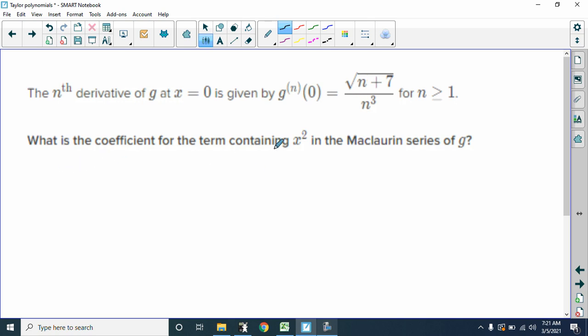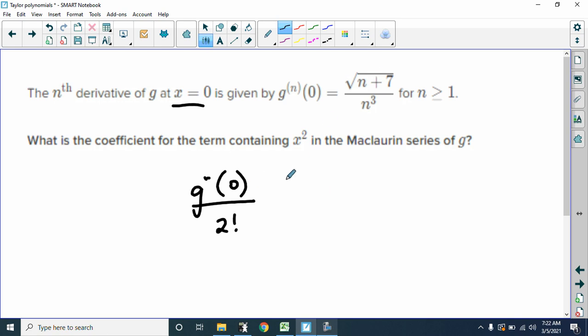It wants the coefficient of the x squared term in the Maclaurin series. So Maclaurin series, so we are looking for the second derivative at 0, second derivative because we're looking for the x squared term, divided by 2 factorial.